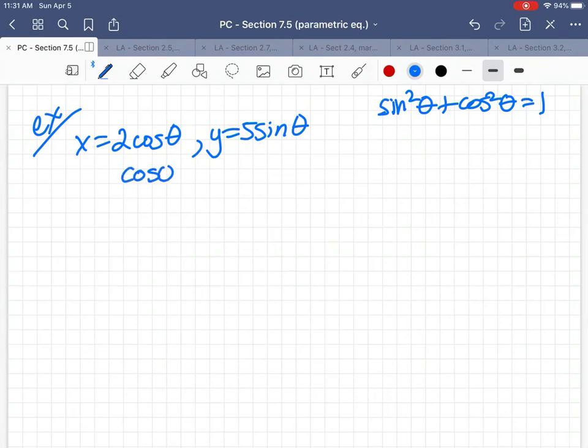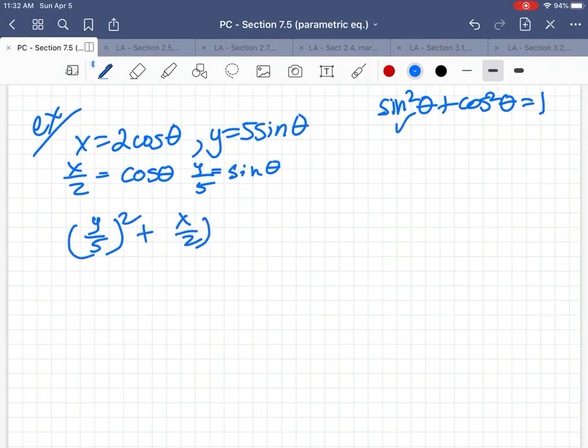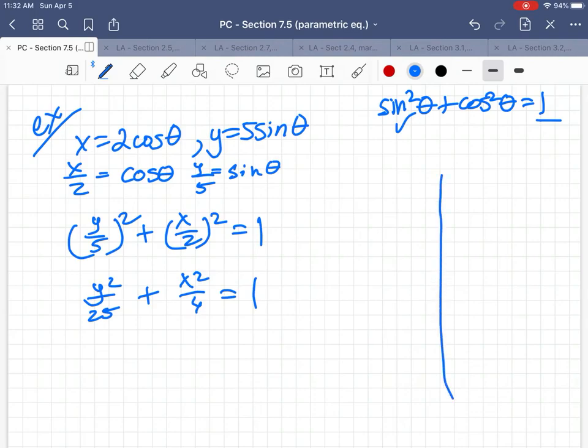So if I solve this one for cosine, I will get x over 2. Solve this one for sine, I will get y over 5. So I'm going to plug that in. Sine is y over 5, so I'm going to have y over 5 squared, plugging it in here, plus x over 2 squared equals 1. All right, so I get y squared over 25 plus x squared over 4 equals 1, and that should look familiar to you from earlier in this chapter. That's our good old ellipse. So it is an ellipse.